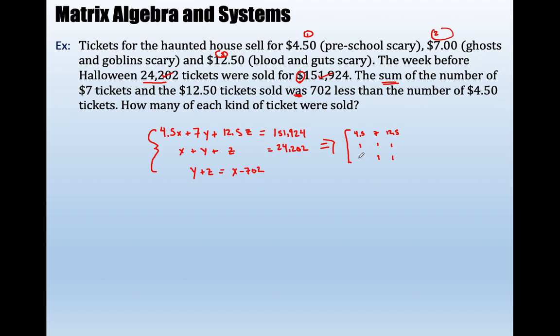What's my X? Right, it's not 1. Right, you need to move that over. The coefficient is -1. So that's matrix A. My variable matrix is X, Y, and Z. And my constants.